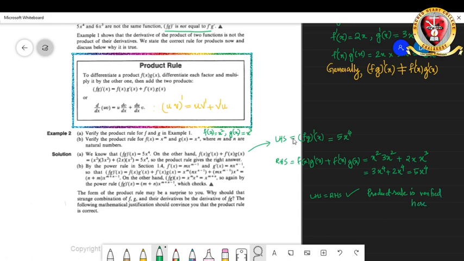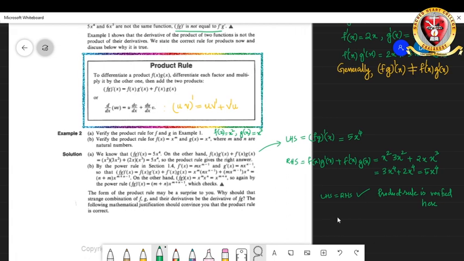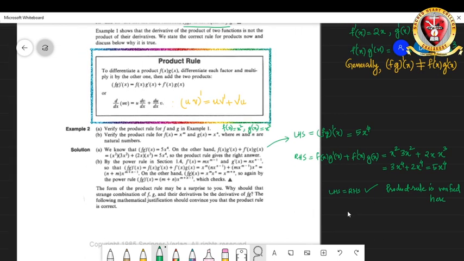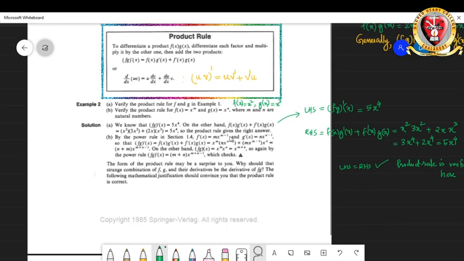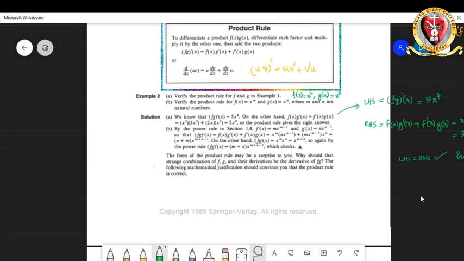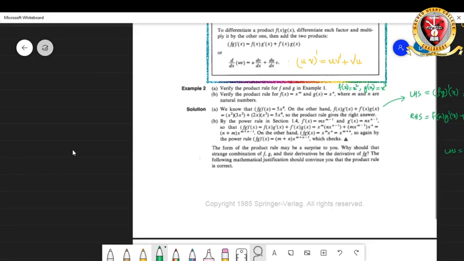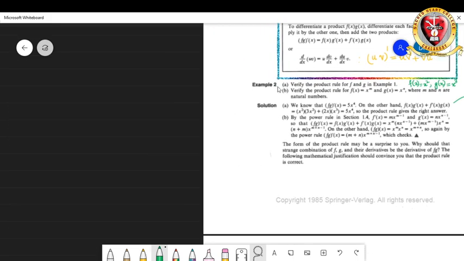So that was example 2a. And the next example is verify the product rule for f of x is equal to x raised to m and g of x is equal to x raised to n, where m and n are natural numbers. So let's do the B part of our question. So the B part gives us, basically we have f of x is equal to x raised to m and g of x is equal to x raised to n, where m and n are belonging to the set of natural numbers.